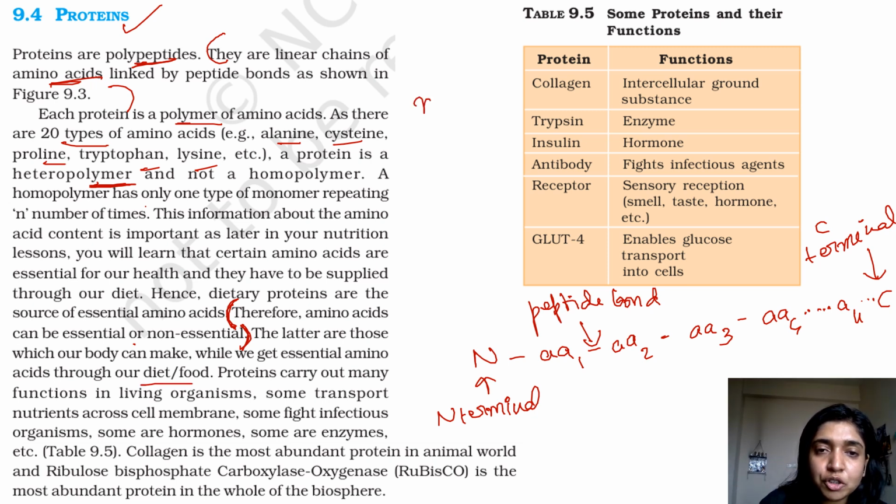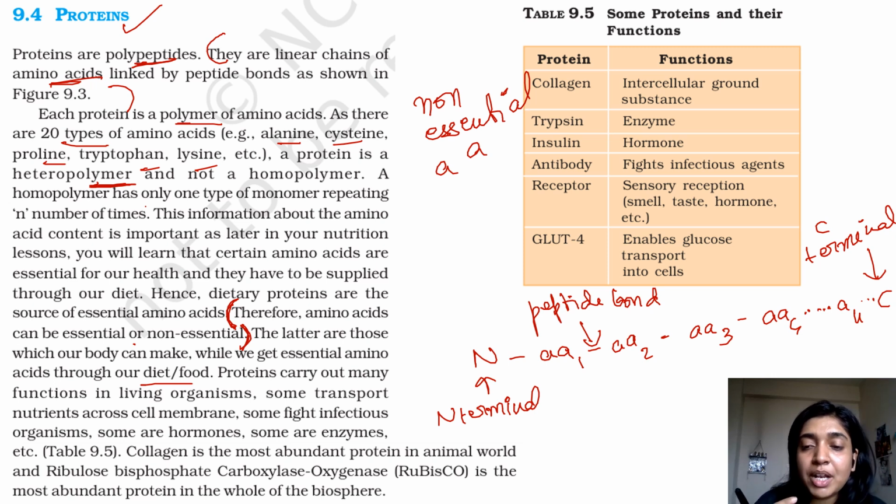So when we're talking about non-essential amino acids, it's not that they're not essential. It's just that our body is capable of manufacturing these amino acids on its own. So we don't have to take these amino acids from external sources. But essential amino acids are those that our body cannot produce on its own. So we have to take them from outside sources like plants and animals.